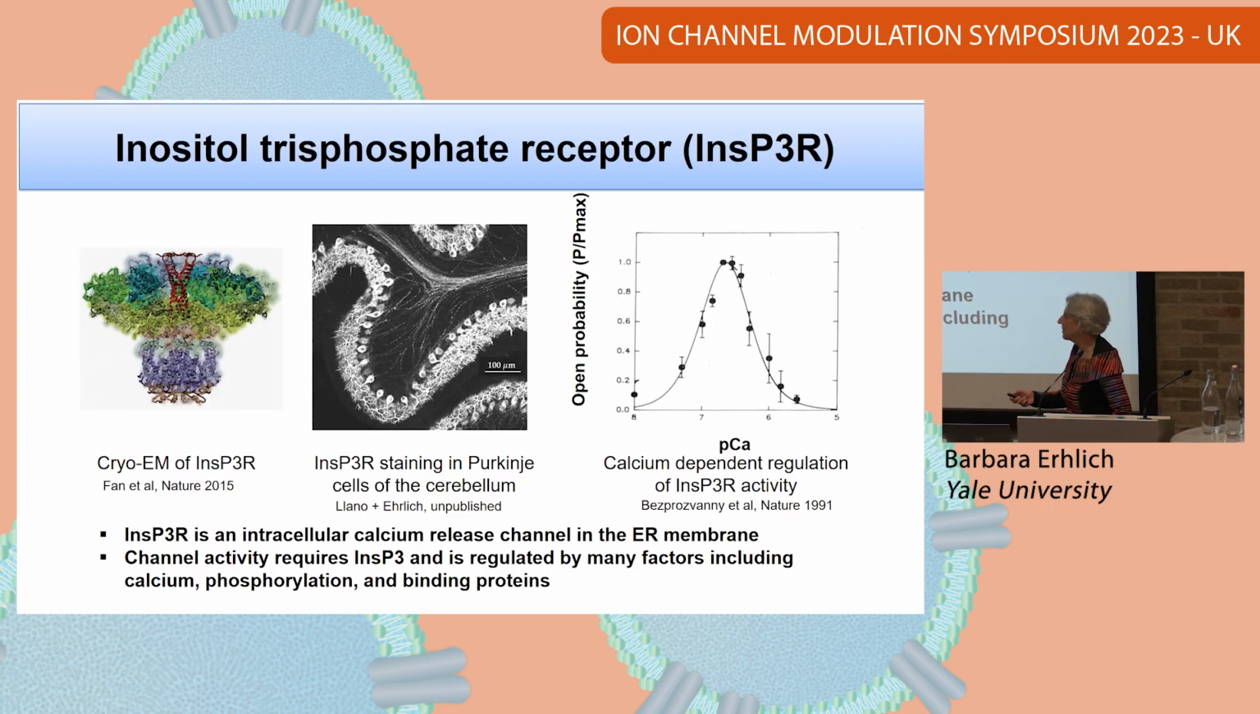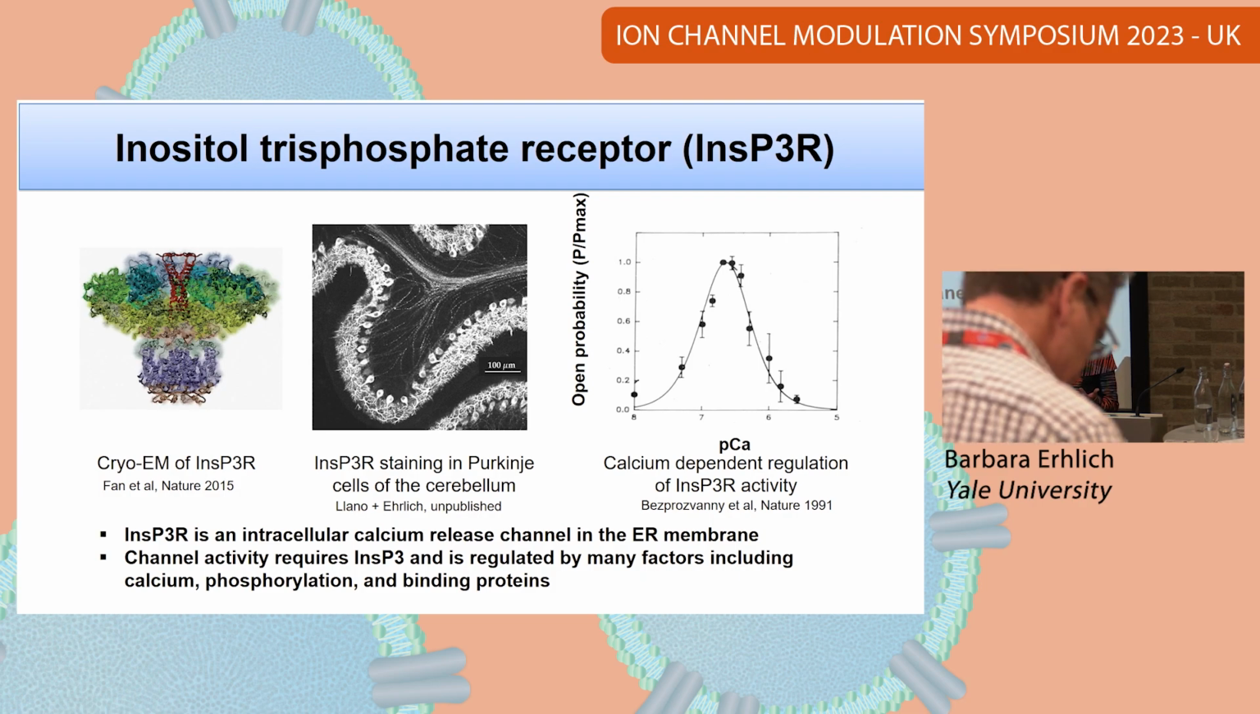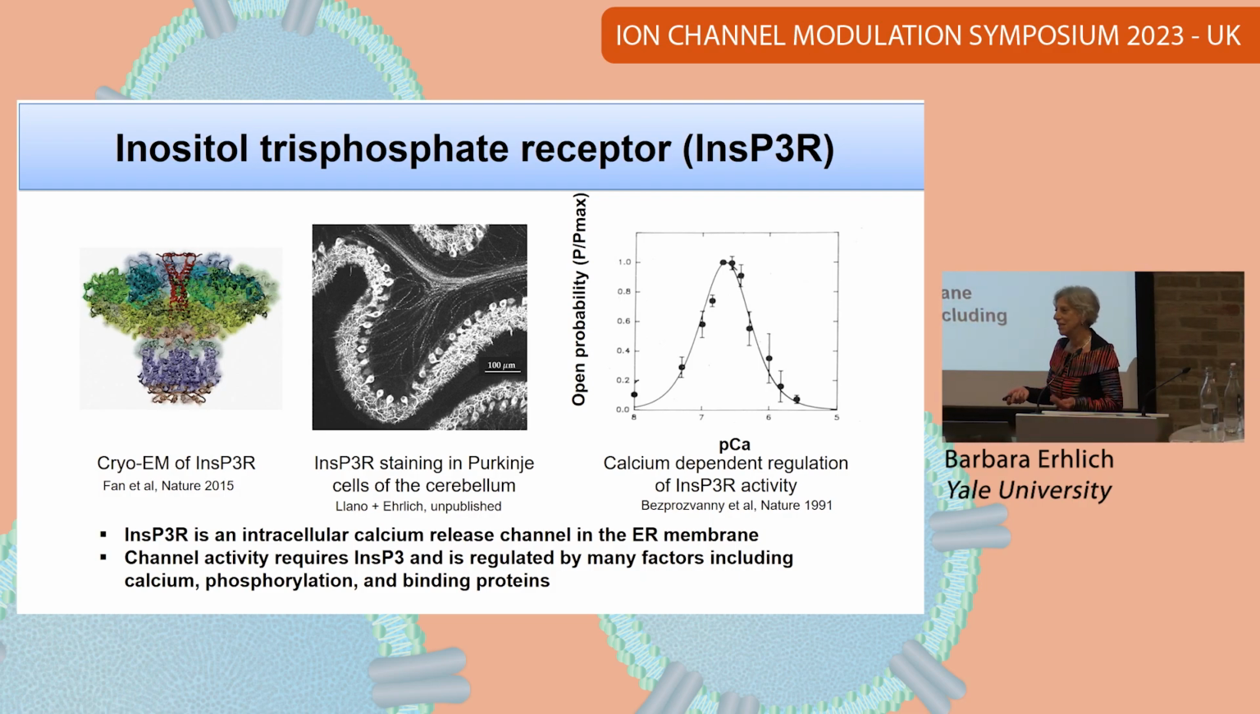IP3 receptor, this is the cryo-EM, so the transmembrane part is around here. Most of the protein is out in the cytoplasm. It is very beautiful, one of the largest protein structures. It's a tetramer of 250,000 Daltons, so it's about 1 million Daltons.